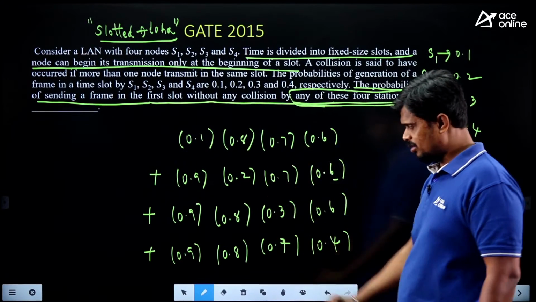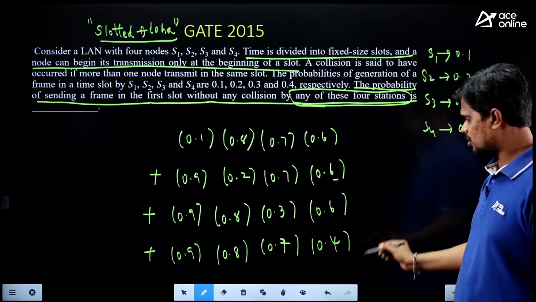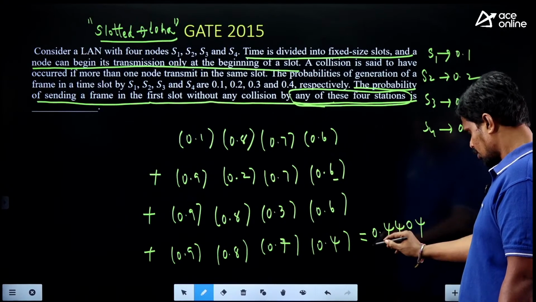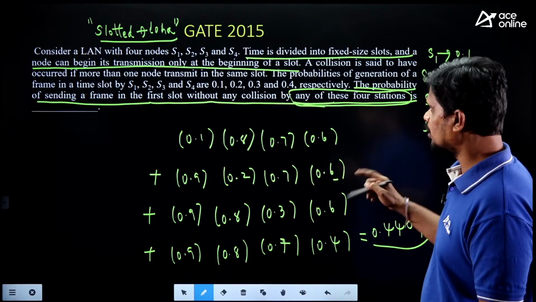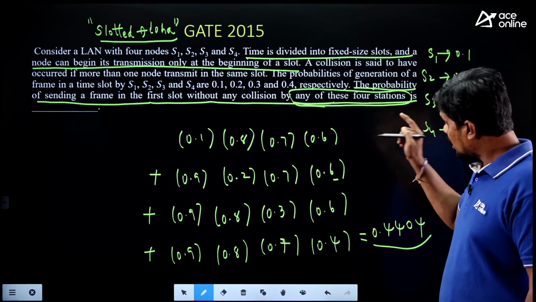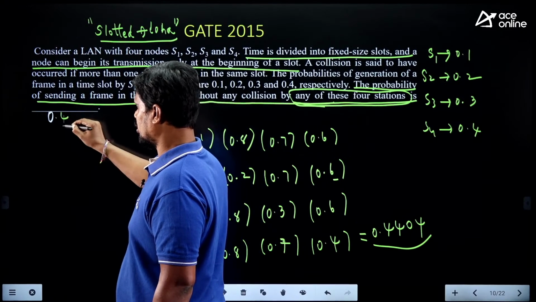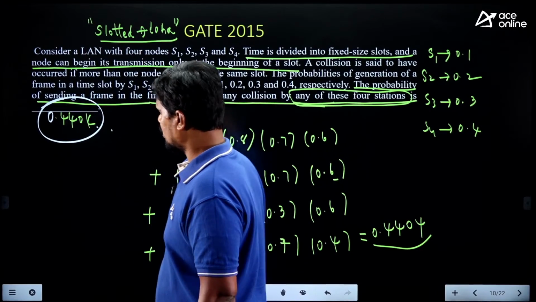So if you consider these things, by doing this addition operation, at the end what you are going to get is 0.4404. So this is the probability of sending a frame in the first slot without any collision by any of these 4 stations, 0.440. So 0.440 is the answer for this question.